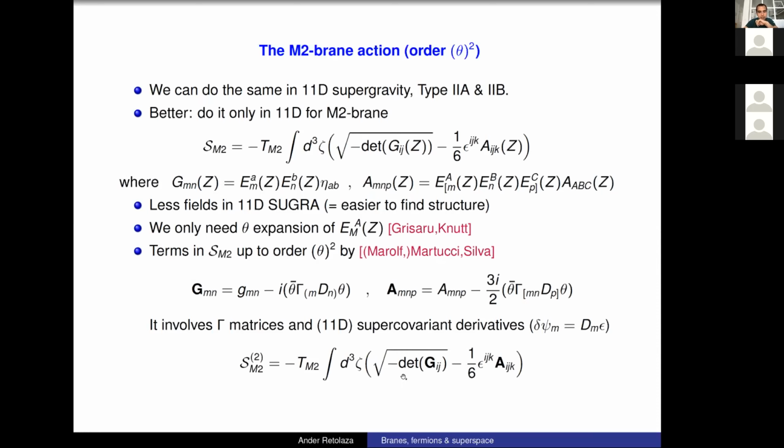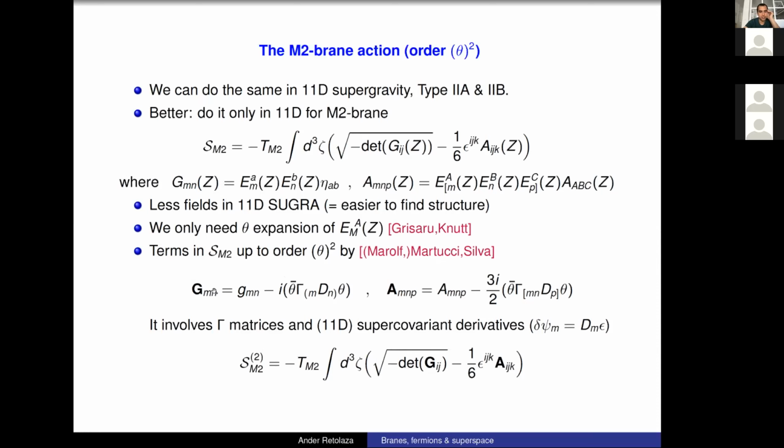So let me just write the action in this shorthand notation. It's very similar to what I have here, but here I have the whole superfields. Now what I have is a combination of the metric superfield and the 3-form superfield, but this time I'm going to be computing the action at order 2. The superfields that appear here, I use a different notation because they're actually truncated superfields. So if I want the action at order 2, what I need to compute is the expansion of these superfields to order 2 in theta.